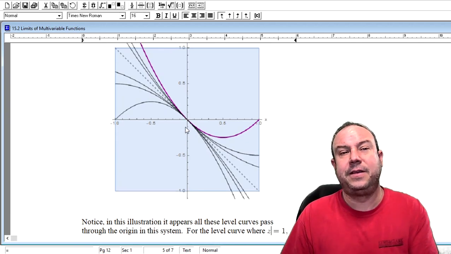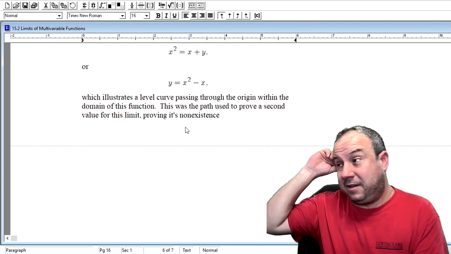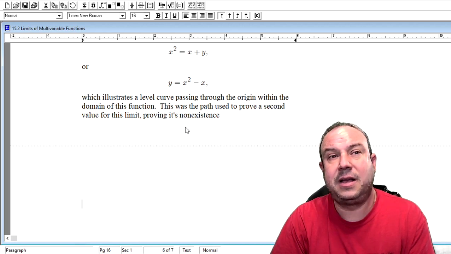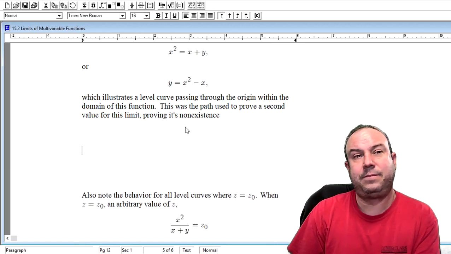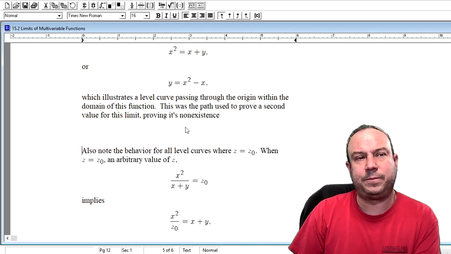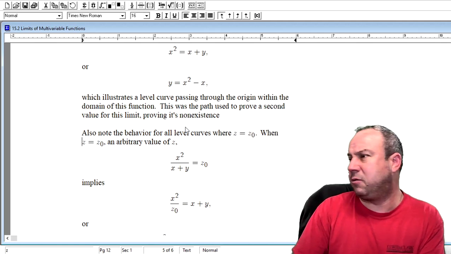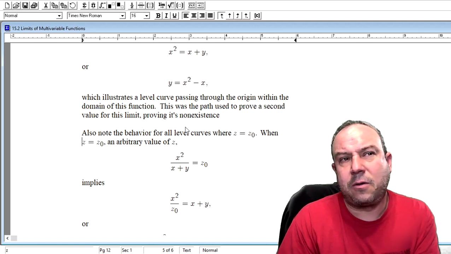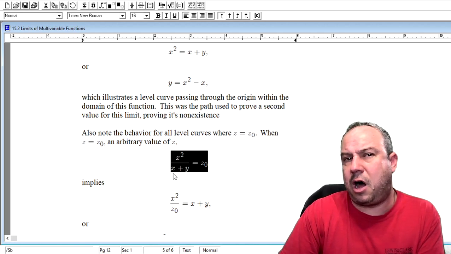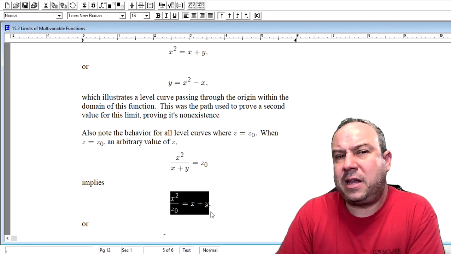All right? That is where that mysterious approach was found, with a delve further into our descriptions of approach. All right? Also note the behavior for all level curves where z equals z null. When I let z equals z null be some arbitrary value, and I consider how all the level curves will then behave, this will end up implying this.